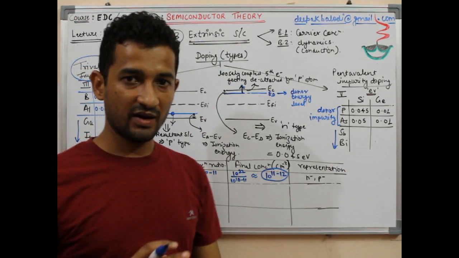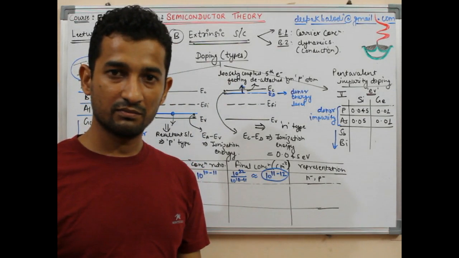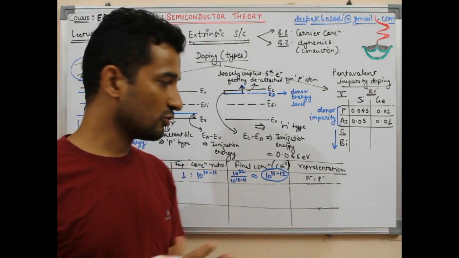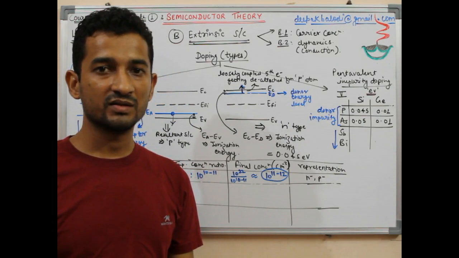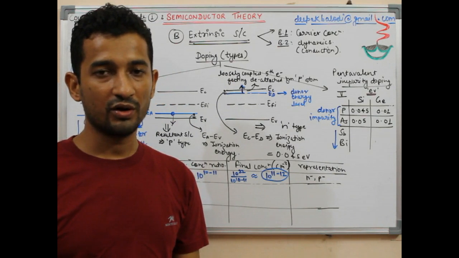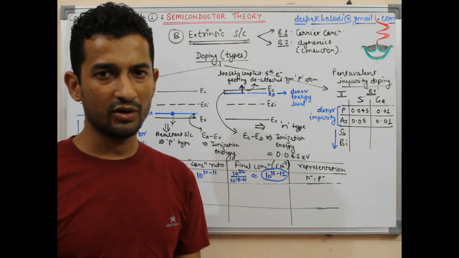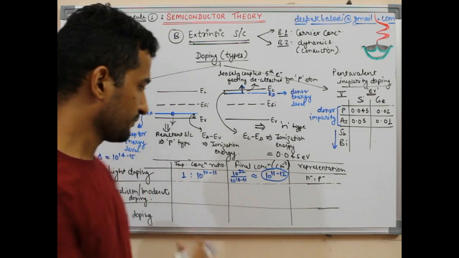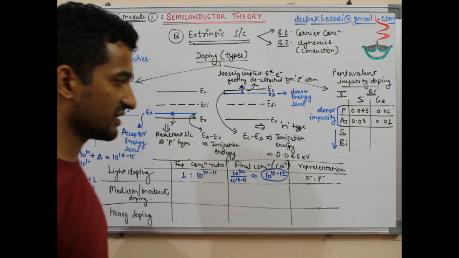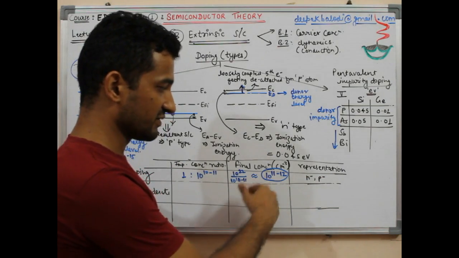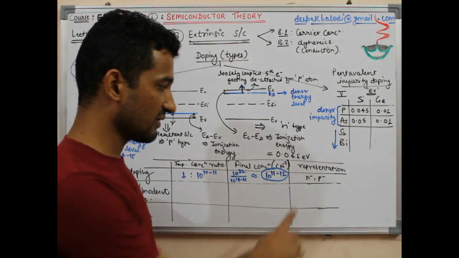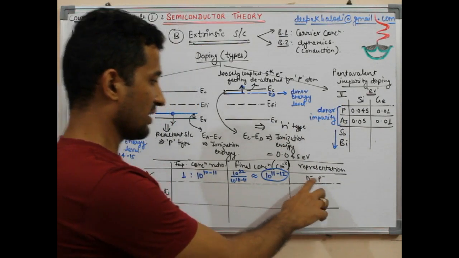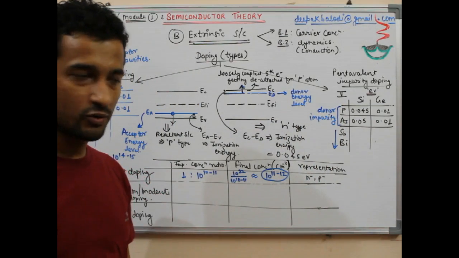So when it is 10 to the power 11 or 10 to the power 12 impurity atoms per centimeter cube, this range of impurity doping we call poor impurity doping or light doping. And the representations are like this. If it results in N type, meaning we are doping with phosphorus or arsenic, the resultant will be indicated by N minus, minus for weak doping, for light doping.